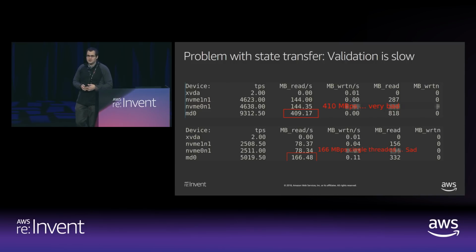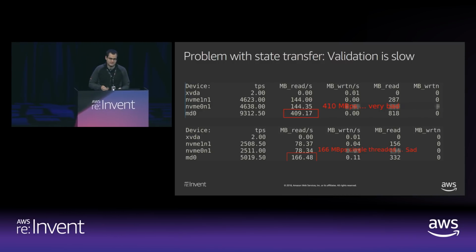i3 NVMe drives should be able to get a lot more throughput than this. This is pitiful. 400 megabytes per second when we're running all 16 cores. Like, come on, we're going to be here all week. This is not good. And when we're reduced to a single core, SHA-256 is only able to get 166 megabytes per second, which if you have 800 gigabytes of data, is going to take hours. This is no good.